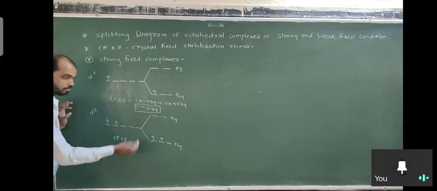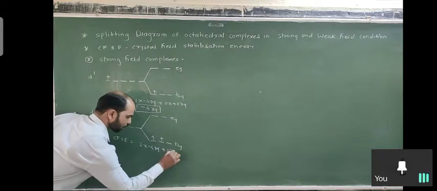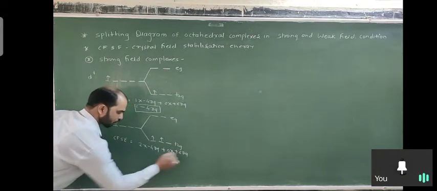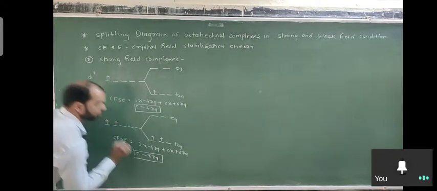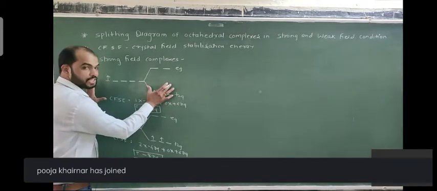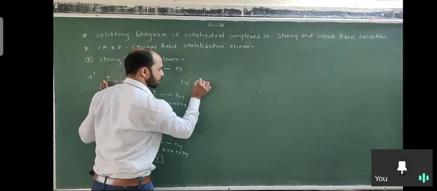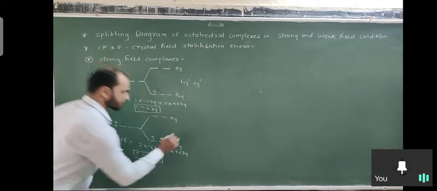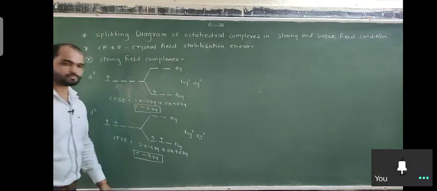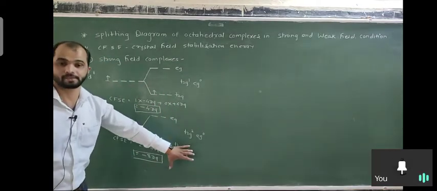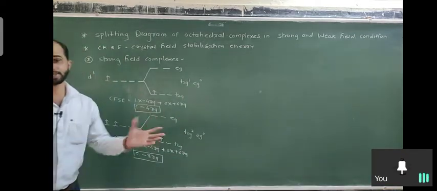So what is the CFSE? I just consider 2 into minus 4 Dq plus 0 into plus 6 Dq. There is no electron in eg, so minus 8 Dq is the CFSE. And what is the electronic configuration? How to write the electronic configuration? In the first case, t2g has 1 electron, eg has 0 electrons. In the second case, t2g has 2 electrons, eg has 0 electrons. This is the electronic configuration after the splitting. If you have this electronic configuration, you can directly calculate CFSE.